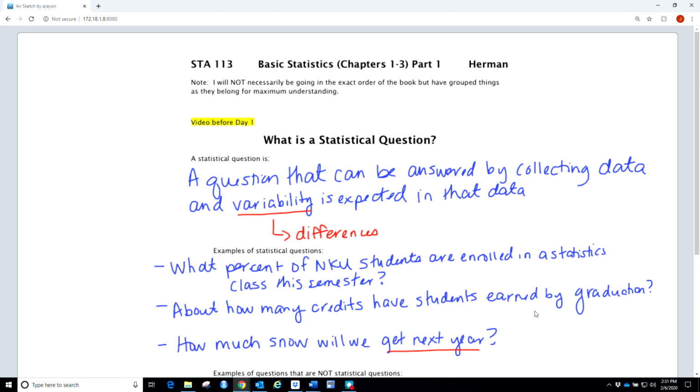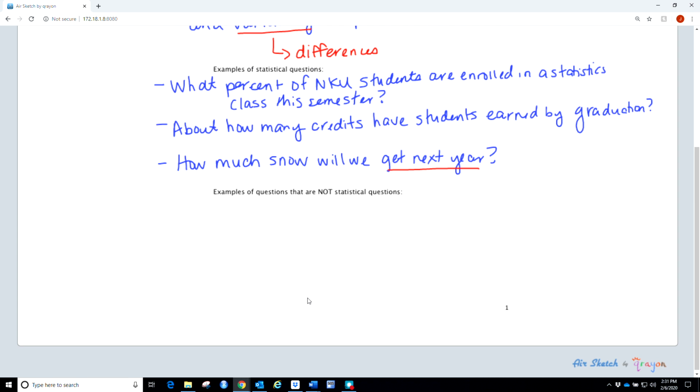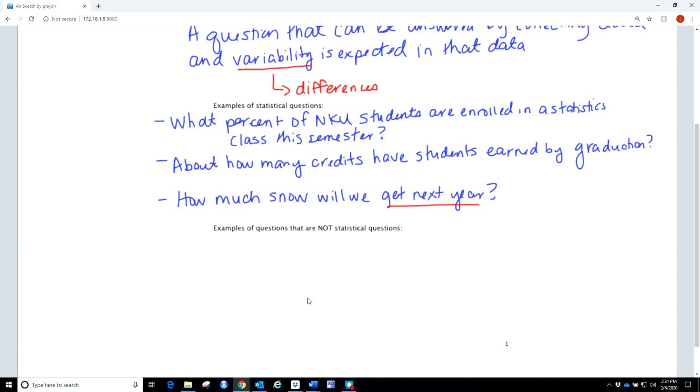So to look at the opposite, let's talk about some questions that are really not statistical. And we're actually going to look at these related to the ones that are statistical. So when I'm looking at the percent of NKU students who are enrolled in a statistics course, a way I could phrase that is not statistical is just asking, are you enrolled in a statistics class this semester? So the reason why this one would not be statistical is because there's not going to be variability expected in that question. With the way it's phrased, I'm only looking at one person, right? Are you? So I don't expect different answers every time I ask you that question. The answer should be the same right now. Like that shouldn't change. There should not be that variability.